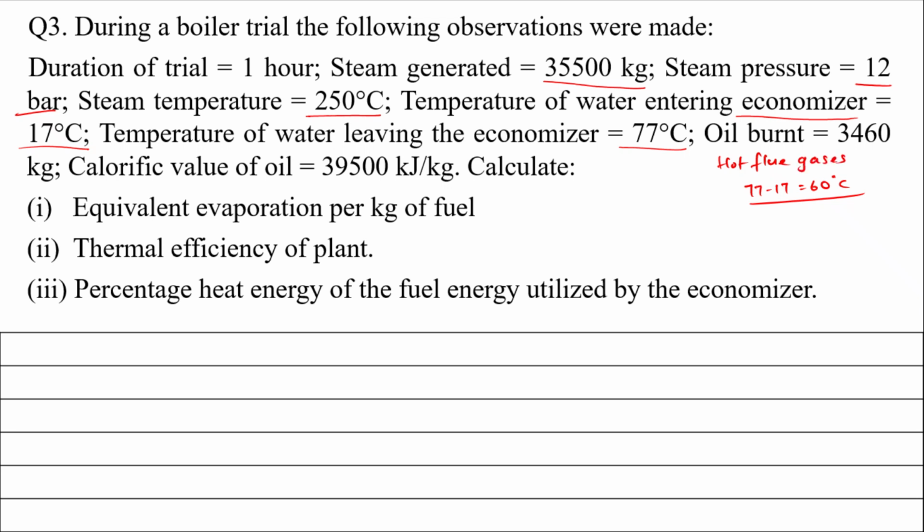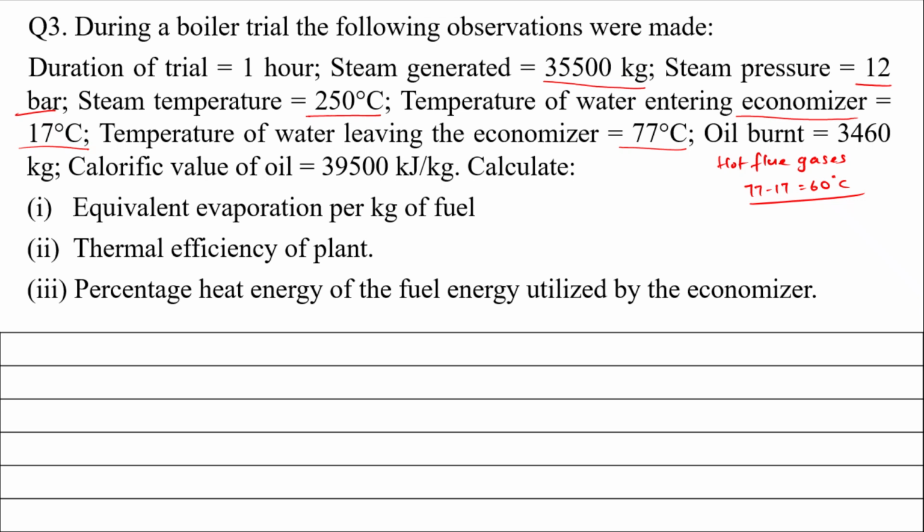Where do the hot flue gases come from? I am burning oil. In the one duration of the trial, I completely burned 3,460 kilograms, that means around 3.46 tons of oil, and the oil I am burning has a calorific value of 39,500 kilojoule per kilogram.